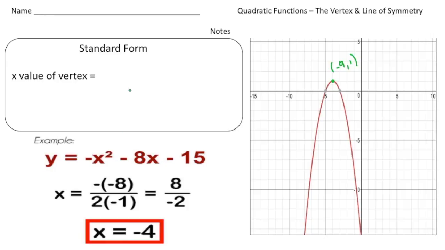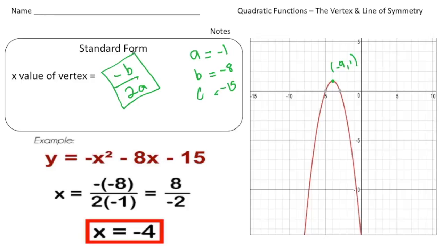And then what you want to do is determine the a, b, and c values. So in this case, a is going to be -1, b is going to be -8, and c is going to be -15. And then once you have that, the formula to get the x value of the vertex is -b over 2a. This is an important one to memorize. You'll be using this quite a bit, not just in Algebra 1, but in Algebra 2, Pre-Calc, and also Calculus.